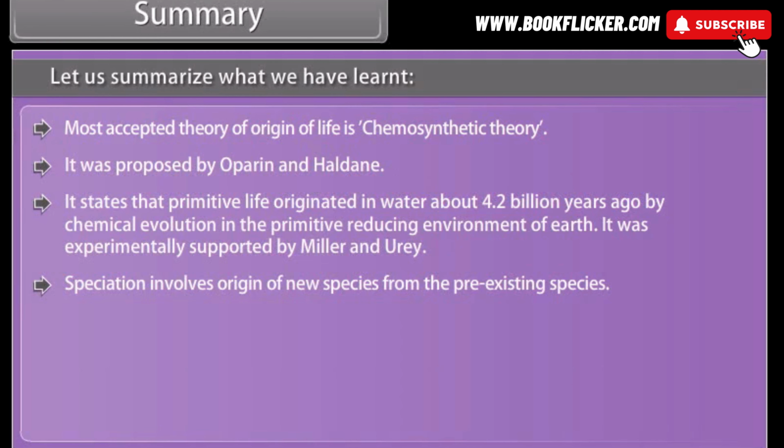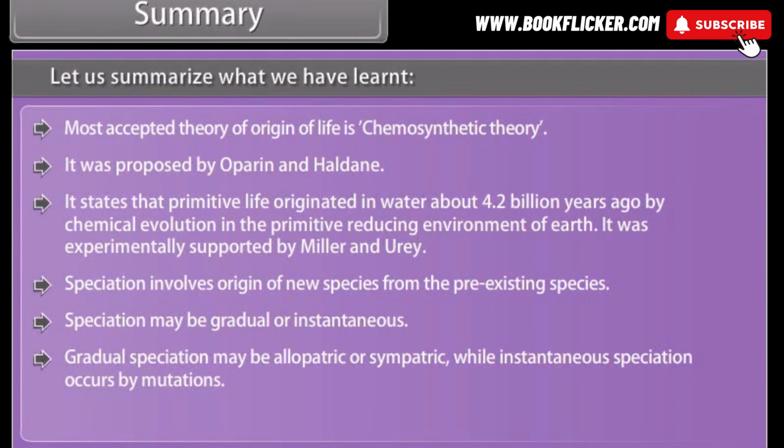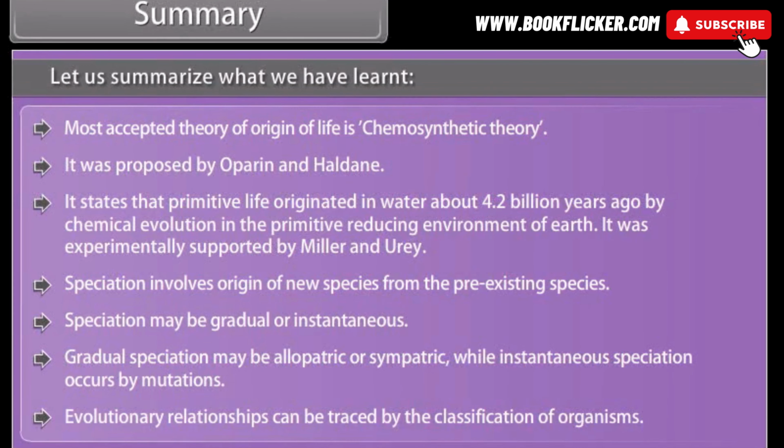Speciation involves origin of new species from the pre-existing species. Speciation may be gradual or instantaneous. Gradual speciation may be allopatric or sympatric, while instantaneous speciation occurs by mutations. Evolutionary relationships can be traced by the classification of organisms.